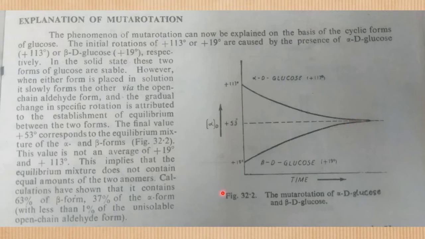Suppose we are taking the solution of the beta form. The specific rotation gradually rises from 18.7 degree towards 52.5 degree. 52.5 degree is the equilibrium value. Okay. How does it happen?